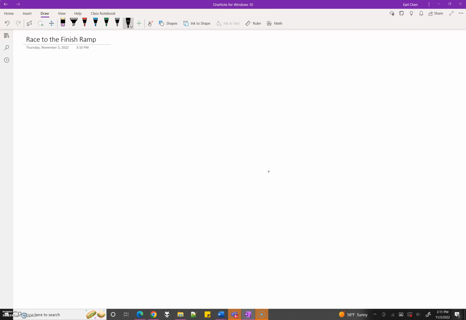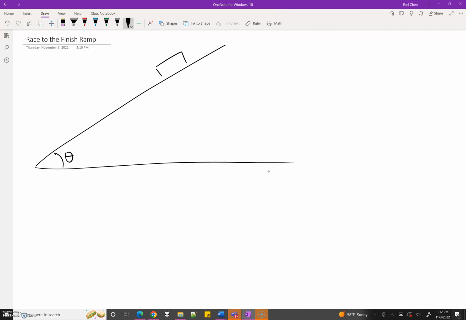Okay, so let's start with a ramp. What is important about this ramp is the angle here. And there's going to be a cart here. And this distance. So we're just going to assume that we want the front of this car to strike a wooden block or something at the end of the ramp. So here I'll extend it here. So now we have this distance d up the ramp.